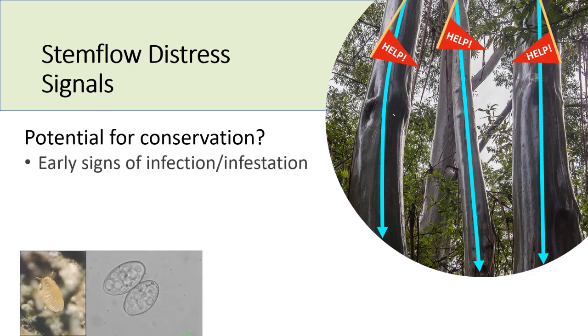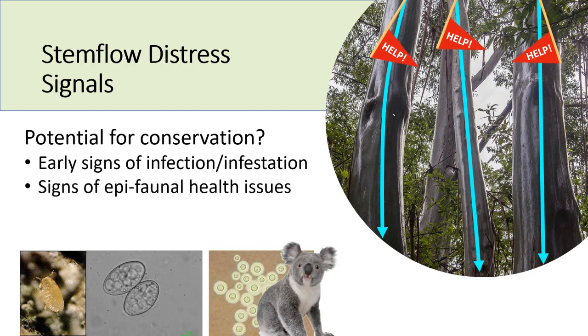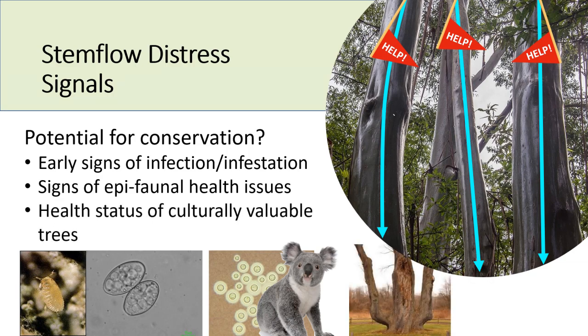Hypothetically, if the scale insect and the Fusarium fungal spore shown here were detected in stemflow at concerning concentrations, it may motivate conservation measures. Similarly, diseased or deceased animal residents may impart distress signals to stemflow. For example, could the Cryptococcus pathogen that afflicts koalas be observed in the stemflow that makes it to the surface beneath them? Since the signals in stemflow originate primarily from the washing of one tree canopy, stemflow may be useful to assist in health monitoring for culturally valuable trees, like this old fella here.